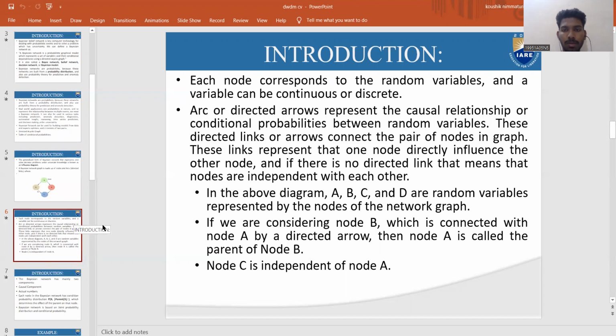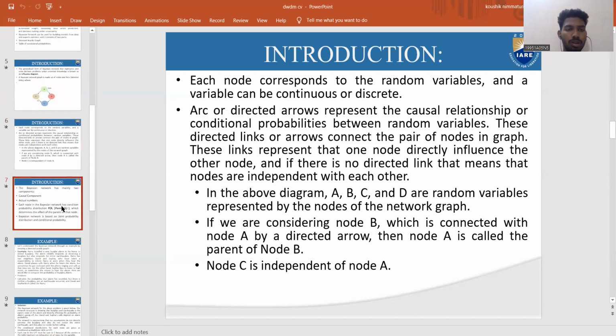In the above diagram, A, B, C, D are random variables represented by the nodes of the network graph. If we are considering node B, which is connected with node A by a directed arrow, then node A is called the parent of node B. Node C is independent of node A.